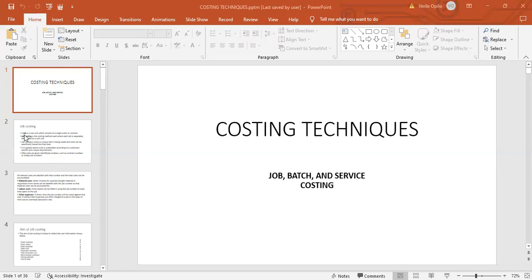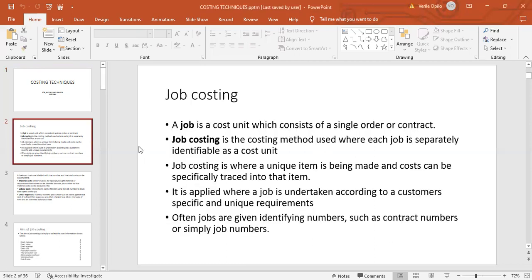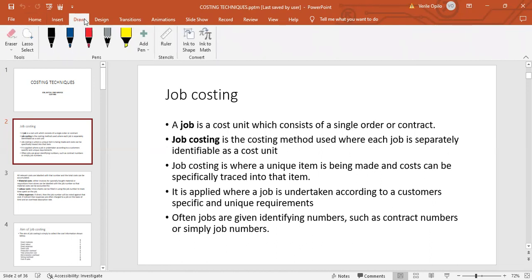So we shall start off with the first method. The first method is the job costing method. The job costing method is a method that organizations use to cost a job. So the first thing that we need to define is what a job is. A job is essentially a cost unit which consists of a single order or a single contract.